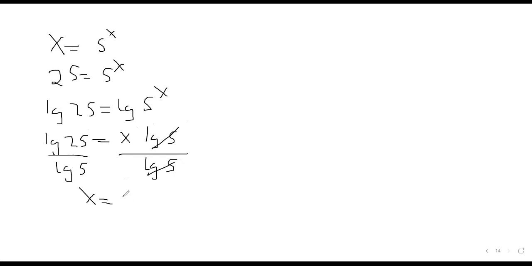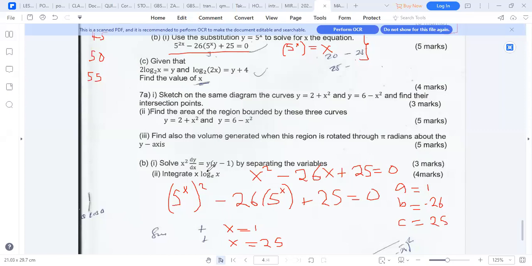It is 2. So this is how this question was supposed to be answered. You need to understand the logs. All right. So lastly, we do this, then we go to hypothesis testing.